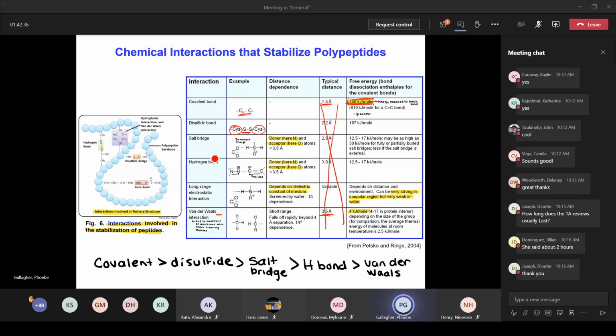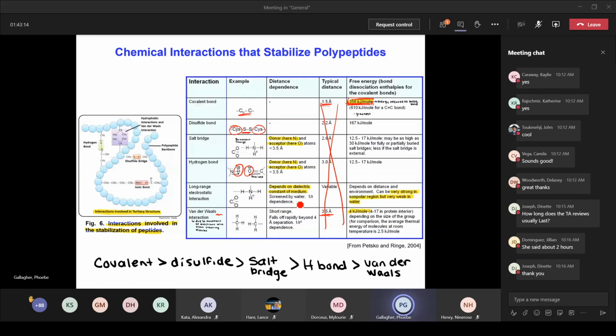So your salt bridge is similar to your hydrogen bond, but the salt bridge is an actual permanent charge between the two molecules that attracts them to each other, versus a hydrogen bond, which goes off of the electronegativity between the two atoms that causes more of a gradient of a charge, but not a permanent charge. So that's how the oxygen is attracted to the hydrogen, right? And then, she talked about long range, but that's not going to be covered in the exam at all.